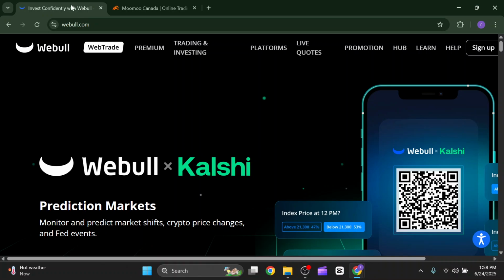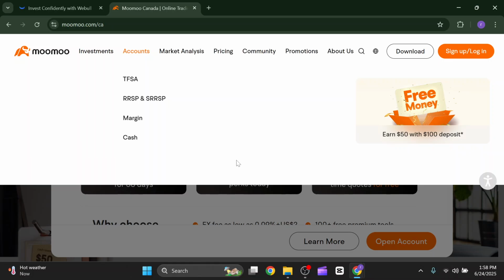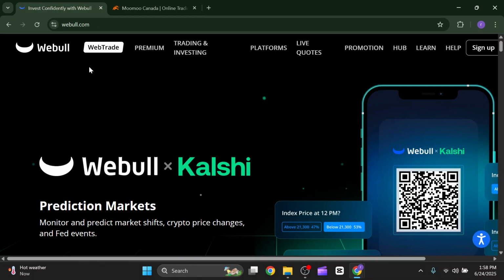And if we come to the conclusion, which should you choose? If you are a Canadian investor seeking tax sheltered investing with low fees and pro level tools, Moomoo Canada is the clear winner. And on the other hand, if you prefer a simpler, flat fee structure and a decent platform with interest on idle cash, Webull Canada might work. Be aware of its current performance issues.